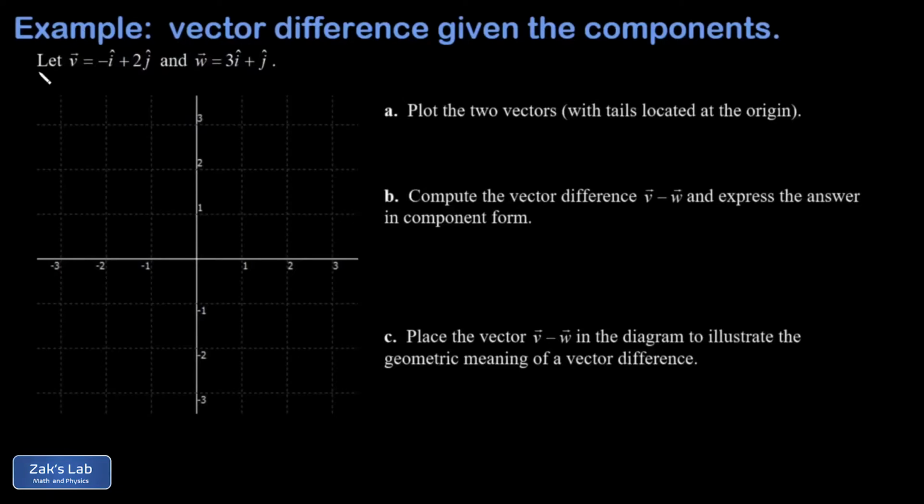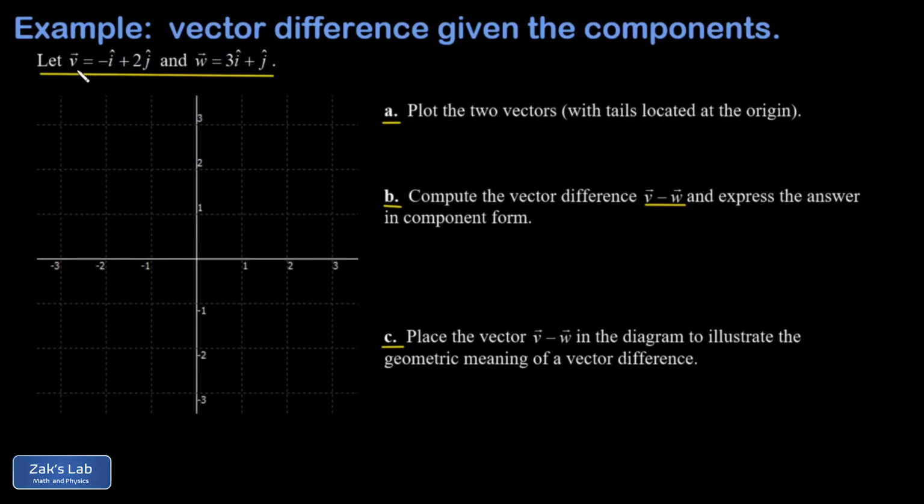In this video, we're given two vectors in component form. That's the i hat, j hat notation. And we're asked to plot these vectors. We're asked to compute the vector difference, v minus w, and express that in component form. And then we're asked to plot that vector difference and observe how that relates to the original vectors.